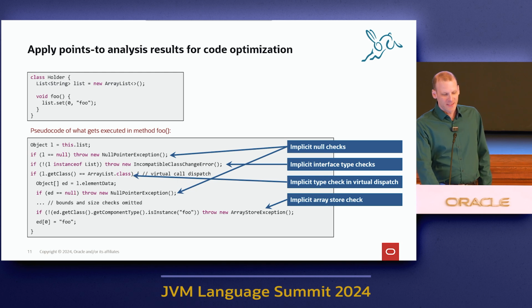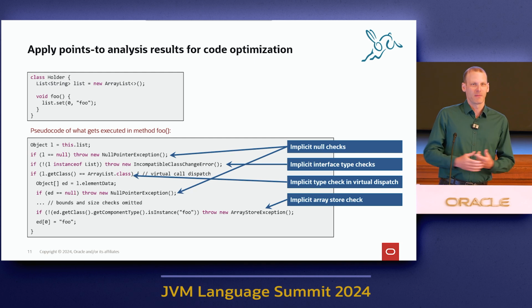So what can the static analysis do? Even in the context insensitive sound analysis, it propagates around the exact type of this list field. The static analysis proves that it is an array list. That means an interface type check is no longer necessary. The virtual dispatch is not necessary anymore.